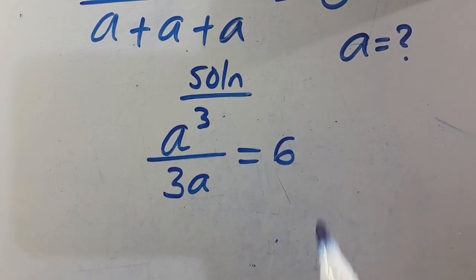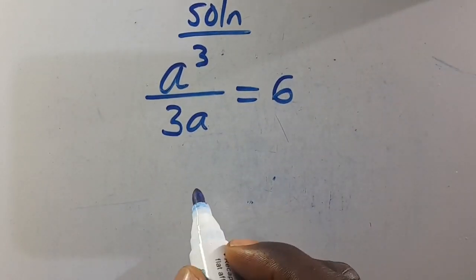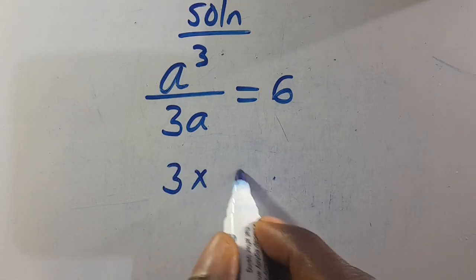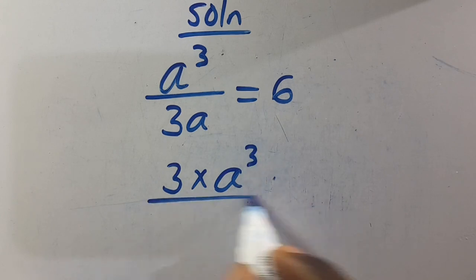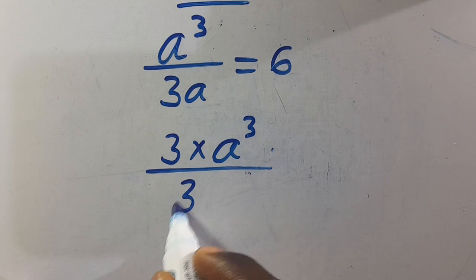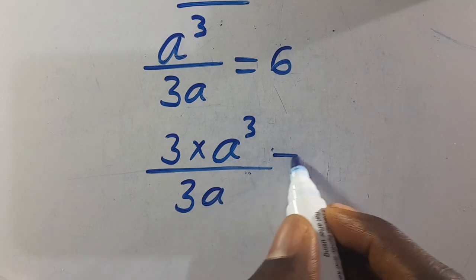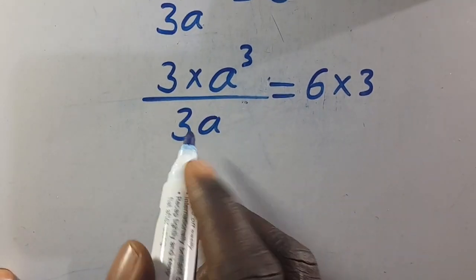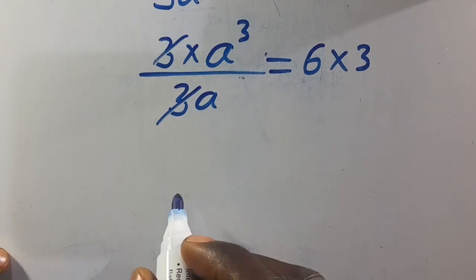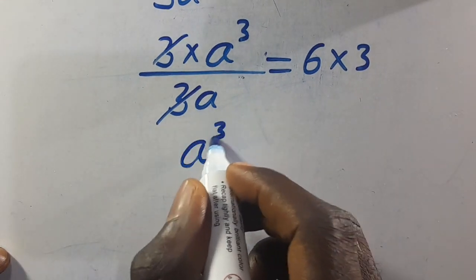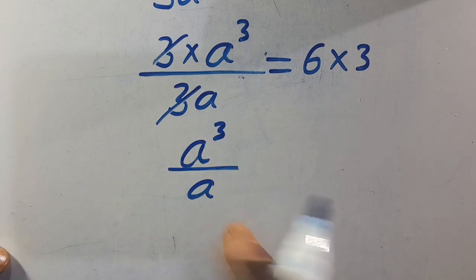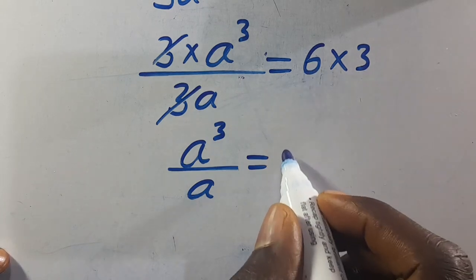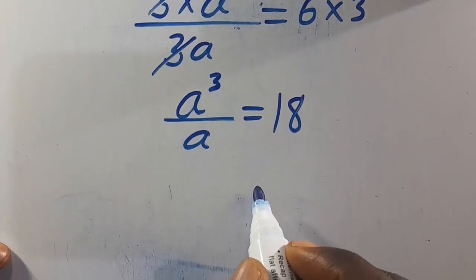Then from here, let us multiply both sides by 3. So we have 3 times a to the power of 3 divided by 3a equals 6 times 3. From here, this 3 will cancel this 3. So we are going to have a to the power of 3 divided by a equals 6 times 3, which will give us 18.